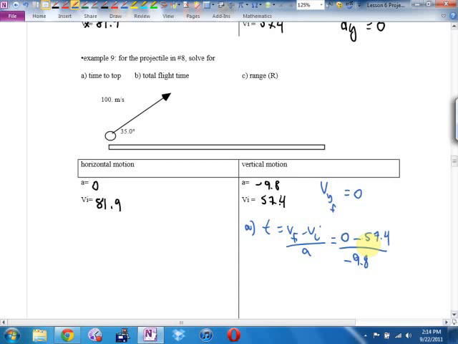What's the time of flight? Zero minus 57.4 is negative 57.4, divided by negative 9.8. Negative 9.8 is close to 10, so it's going to be close to 5.7, a little bigger than 5.5. I'm going to go 5.9. That's a guess. 5.86. Okay.